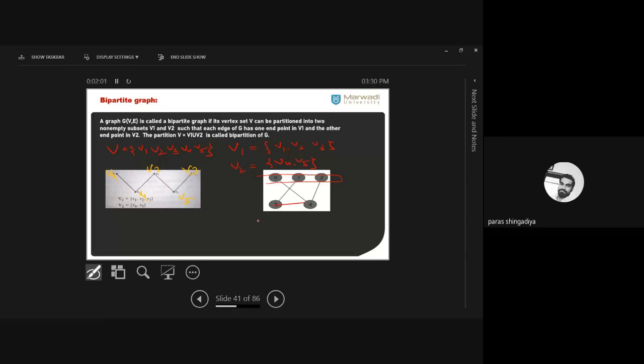Okay, if there is an edge between those two, then it is not a bipartite graph. Okay, similarly, if there is an edge between 0 and 1, or 1 and 2, then it is not a bipartite graph. Okay, you just connect in opposite direction, in such a way that one endpoint of the edge should be in one partition and the second endpoint of the edge should be in the other. Okay.